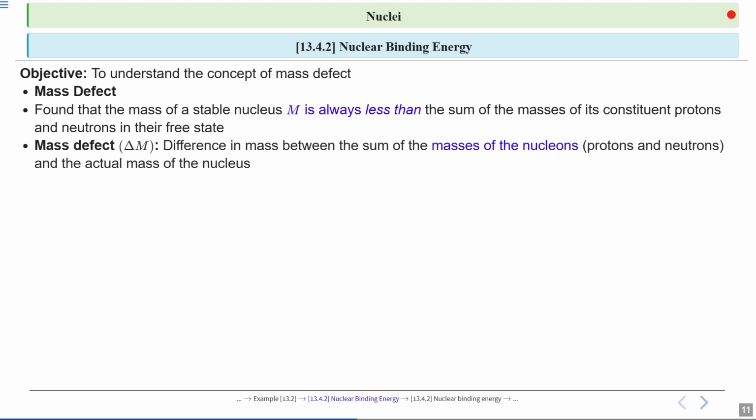The mass defect, which we can write as delta M, is simply the difference between the sum of the masses of all the nucleons, meaning all the protons and neutrons, and the actual mass of the nucleus itself. Let's look at the mathematical formulation for a nucleus written as ^A X_Z, where A is the mass number, Z is the atomic number, and the mass of the nucleus is M_nuc. We can set up an equation to calculate the mass defect.